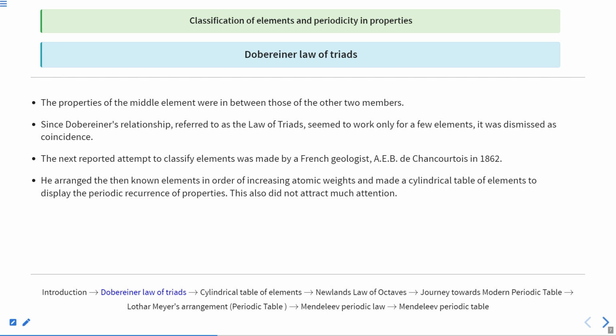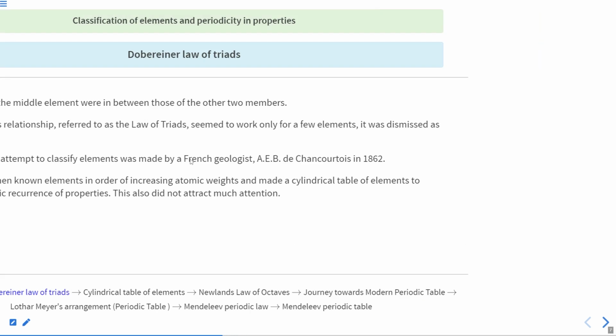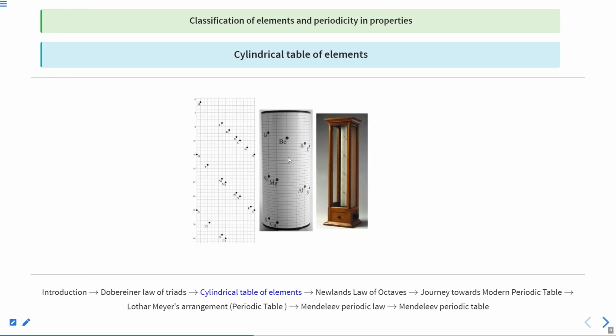Now, this did not attract much attention because it was not very appropriate, as most of this recurrence was not that accurate. This is the way he tried to do it: hydrogen, lithium, beryllium, boron, carbon, nitrogen, oxygen. So this is one cylinder. This is another cylinder, and silicon, chlorine, calcium. So this is the cylindrical table of elements that I was talking about.